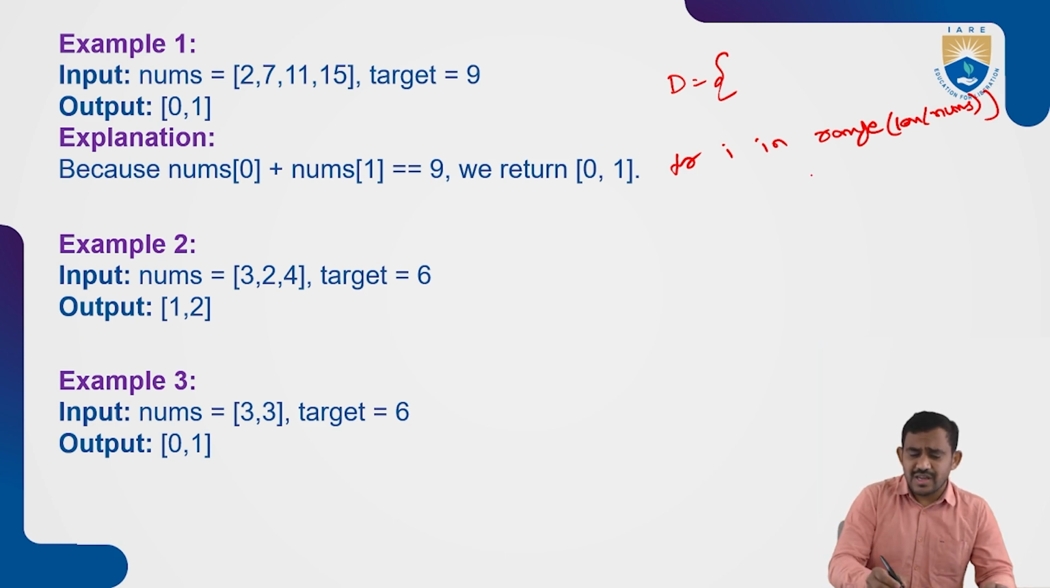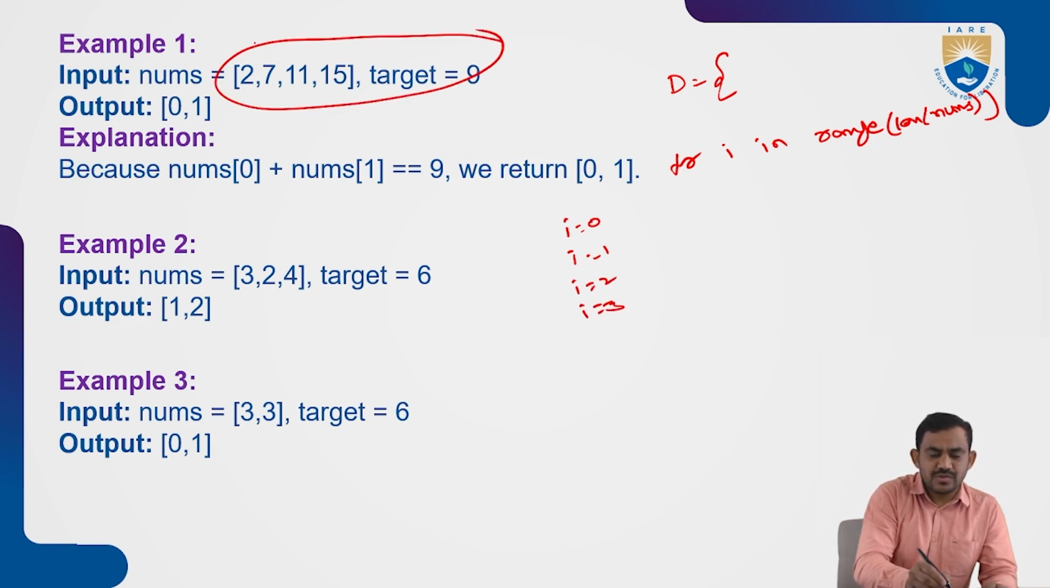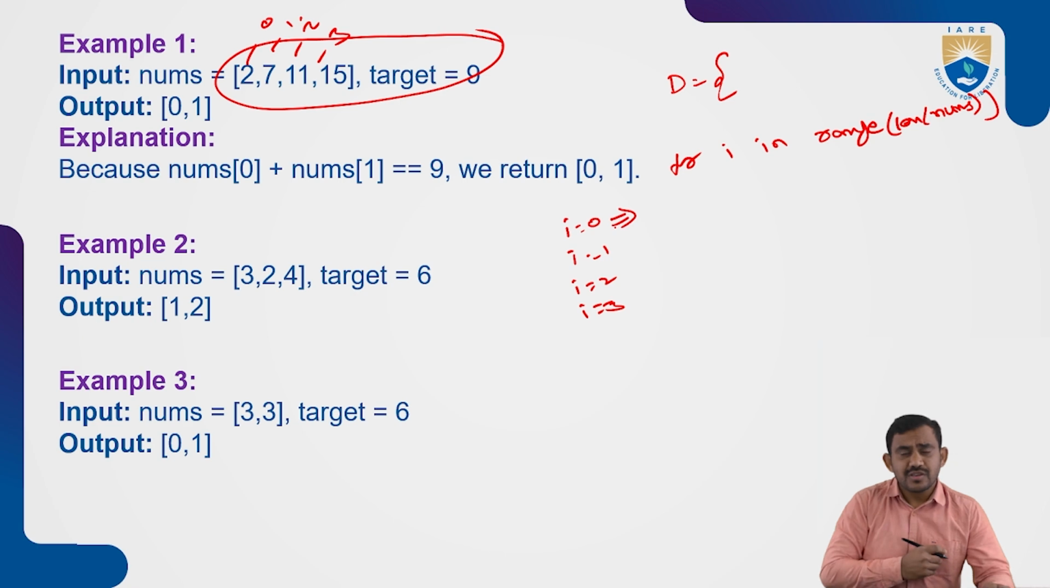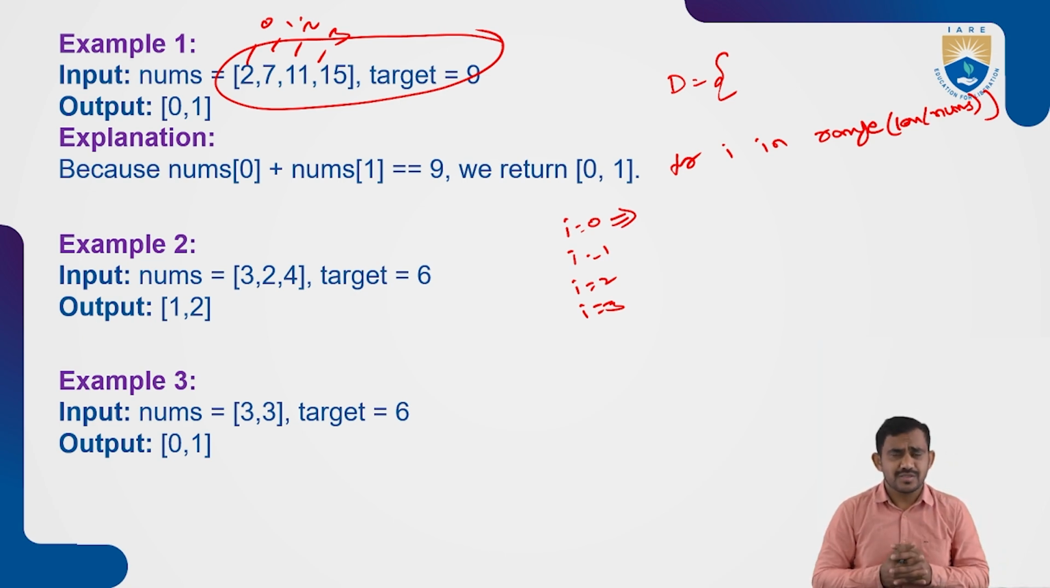So what's the i value? The i value is 0, then 1, then 2, then 3. This is about example 1. So we have 4 values, 3 indexes, up to the third index. So 0, 1, 2, 3, done. What does 0 mean? I need to check the value also. So coming to the dictionary logic, the hash table logic.